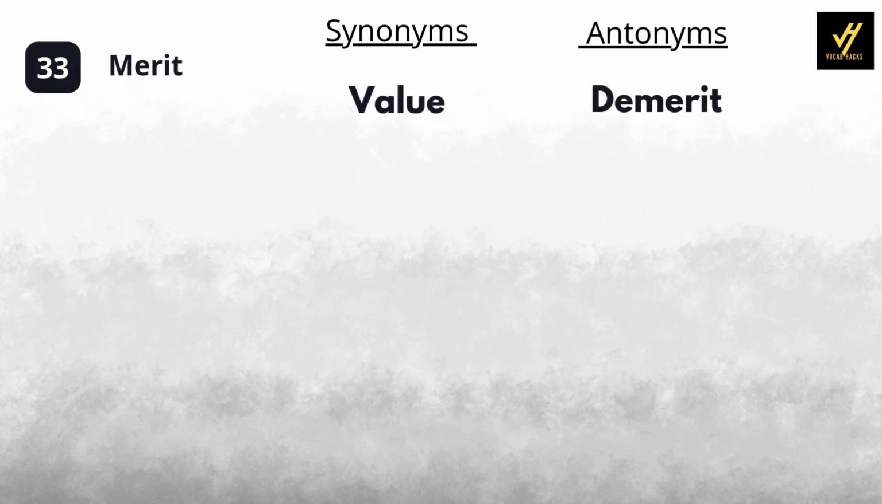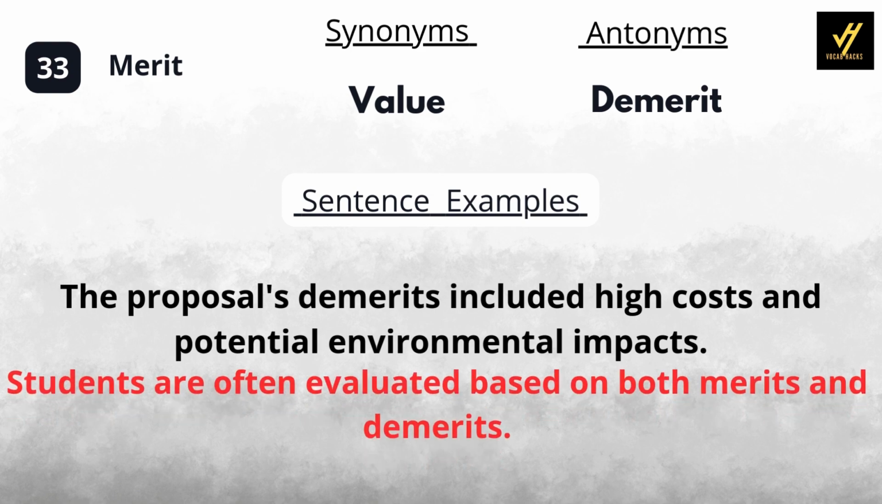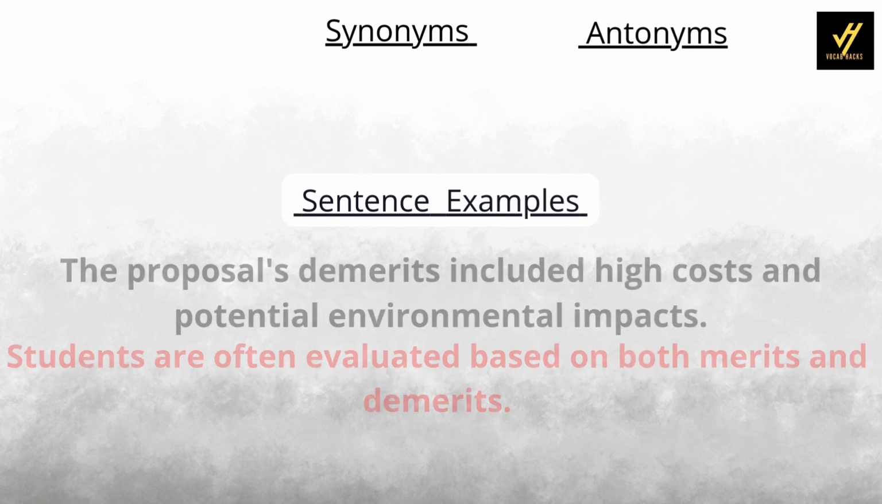Merit, value, demerit. The proposal's demerits included high costs and potential environmental impacts. Students are often evaluated based on both merits and demerits.